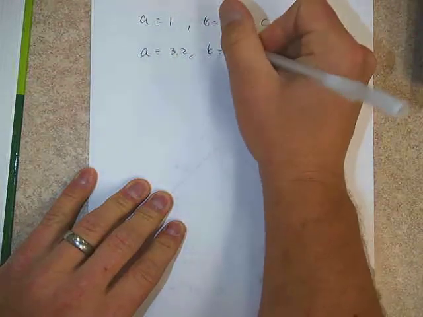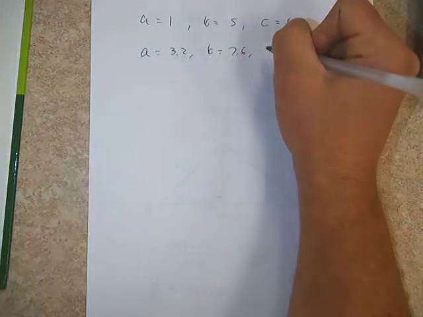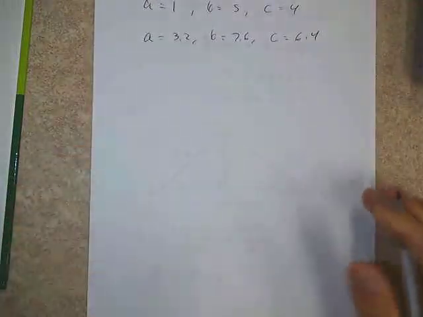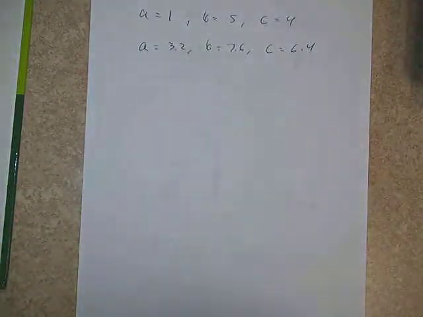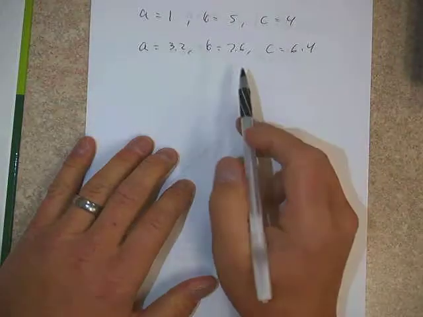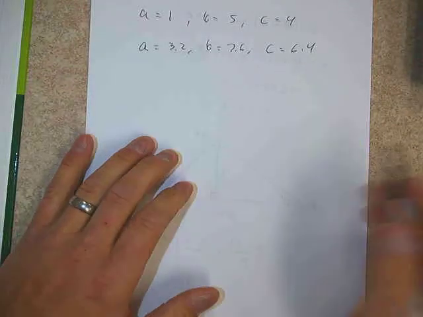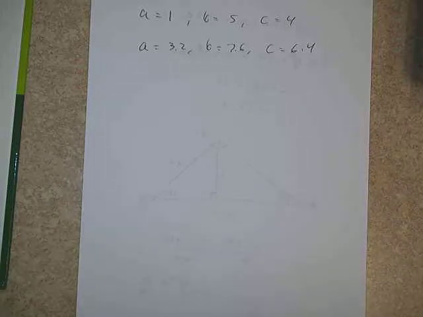They give us number 9, A equals 1, B equals 5, C equals 4. And in number 11, they give us A equals 3.2, B equals 7.6, and C equals 6.4. Ultimately the job here just says solve the triangle. So we can use whichever law we choose.